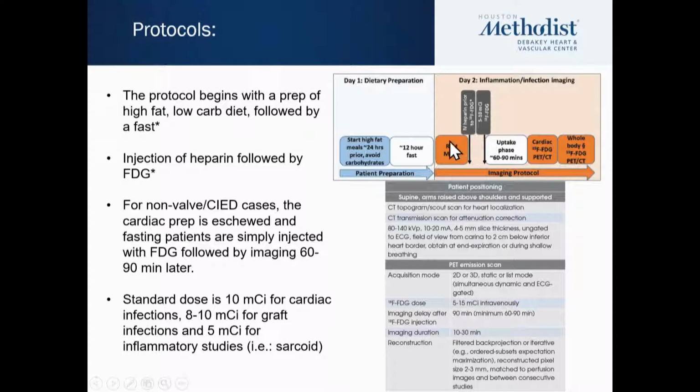Followed by a fast. This REST MPI is here because this is a combined protocol that's been described for inflammatory and infection imaging. We don't typically do this if we're doing just infection studies. And then we inject heparin, followed by FDG. The reason we inject heparin is because it increases the serum free fatty acid level, and it causes some lipolysis, and it's been shown to increase the sensitivity of this test.